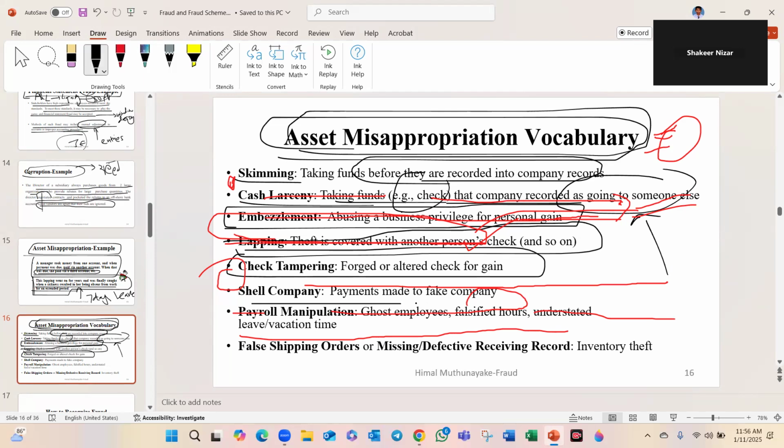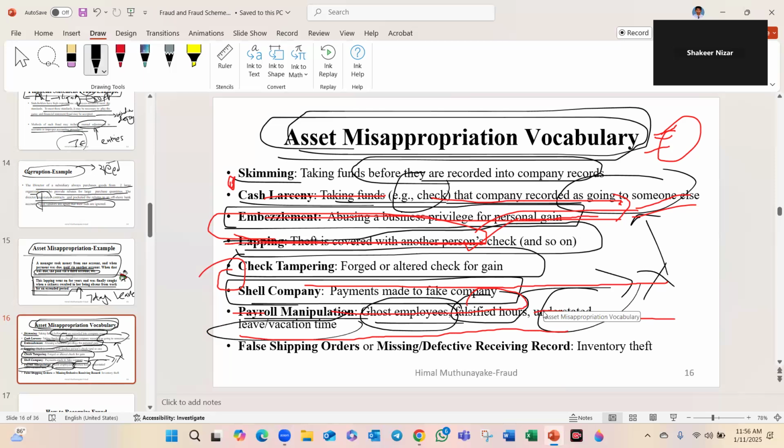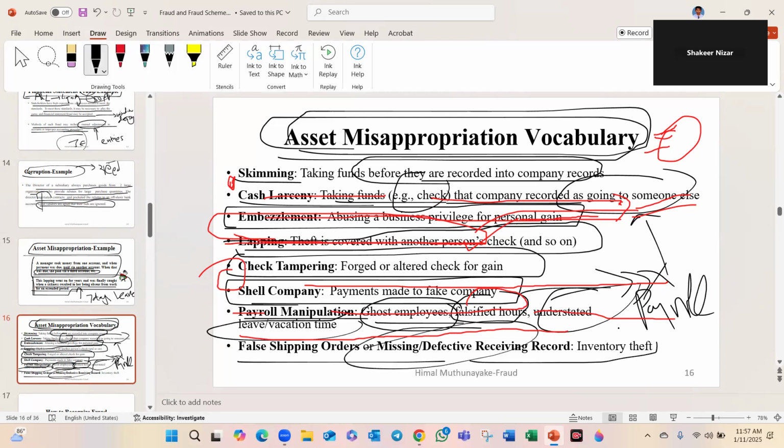Shell company: a puppet company, with payments made to a fake company that does not actually exist. Payroll manipulation: ghost employees, falsified hours, understated leave and vacation time. False shipping orders, missing or defeated received records, and inventory theft.